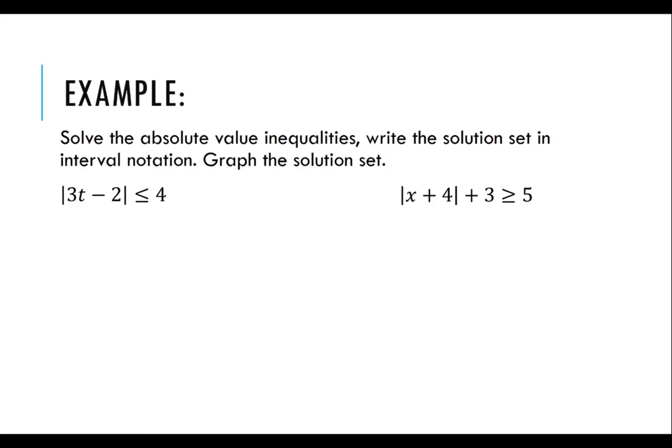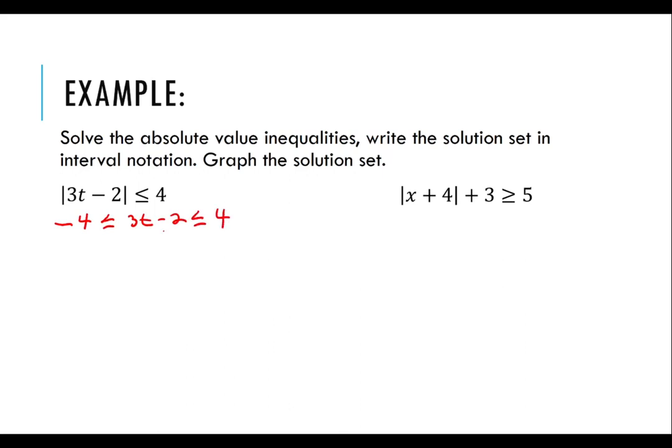Same. Step 1, isolate the absolute value. Then notice that this one is already done for us, so I have the absolute value of stuff less than 4. That's an AND statement. AND statement means I can just write it as a single inequality: -4 less than or equal to 3t minus 2 less than or equal to +4.